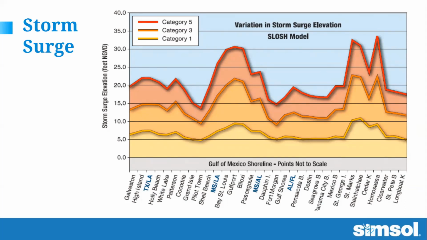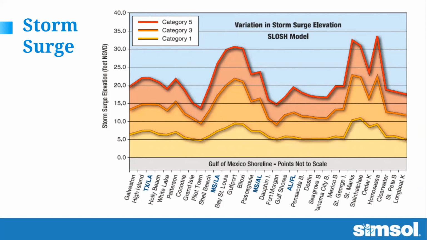So if you're looking at the bottom of the graph, you'll see about near the middle, it says Bay St. Louis. And if you follow that line up to a Cat 5, that's about 30 feet. So a Cat 4 would be somewhere in between there, maybe about 25, 26 feet. And doing some work over there after Katrina, I would say that's pretty close to what they saw. So this map is somewhat accurate.